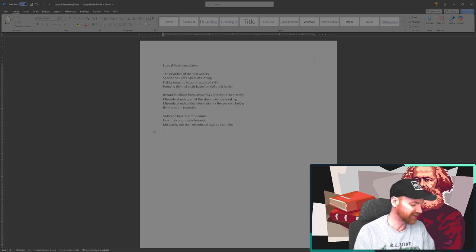Each question consists of a stimulus or a prompt, a question stem, and 5 answer choices. The stimulus will typically be 2 or 3 sentences in length. The question types are clearly defined and their frequencies are fairly consistent test to test. Question types are listed on page 36 of the trainer. Each question has 1 clearly correct answer and 4 clearly incorrect wrong answers.